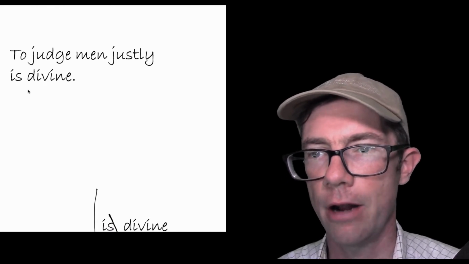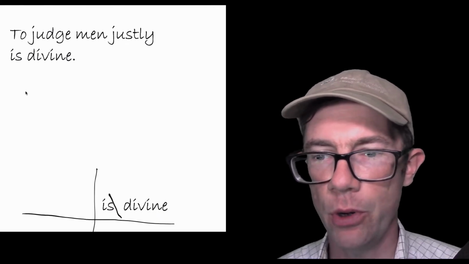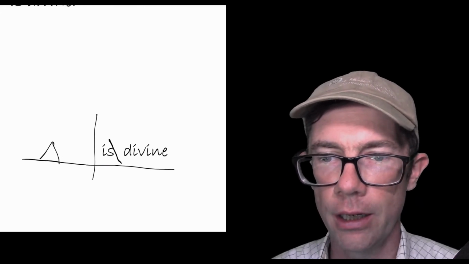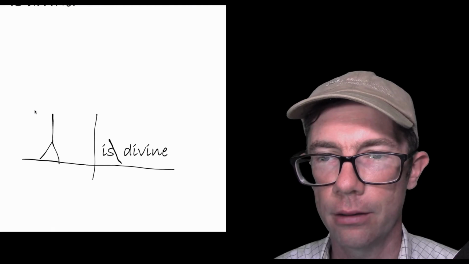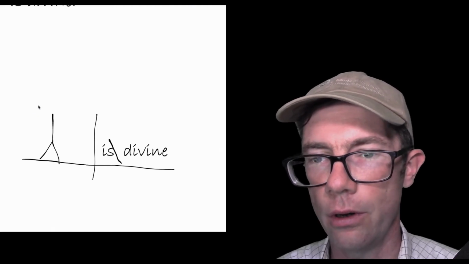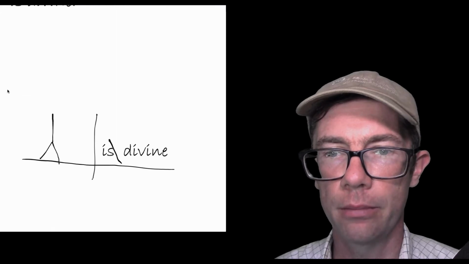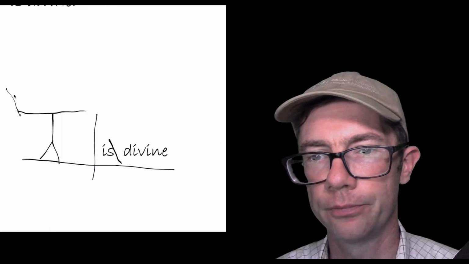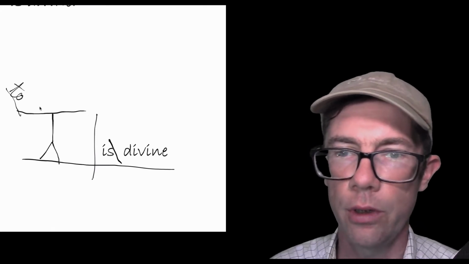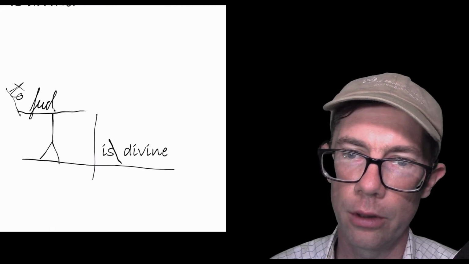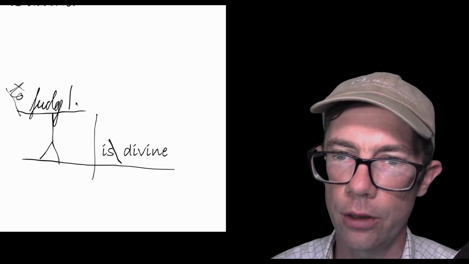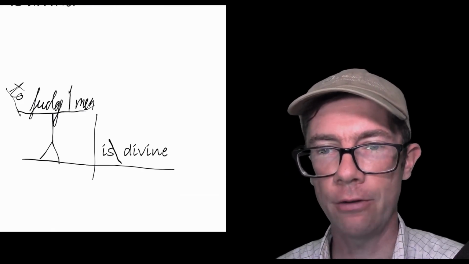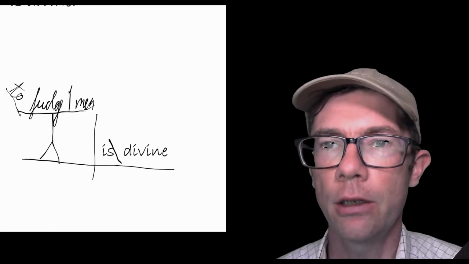All right, let's diagram that. To judge. Now, we can't put the verbal on the baseline, otherwise we will debase it. Only nouns and verbs and predicate adjectives can go on the baseline. How do we diagram infinitives? The same way in which we would diagram prepositional phrases. To judge. To judge whom? To judge men. We draw a vertical line to separate the verbal complement, men, from the verbal, to judge.